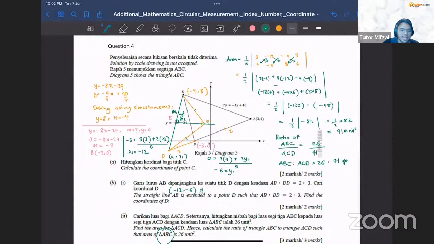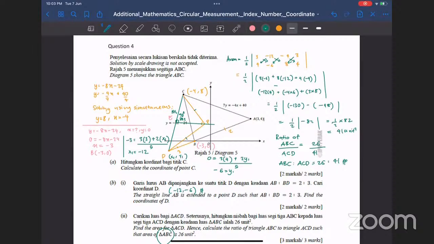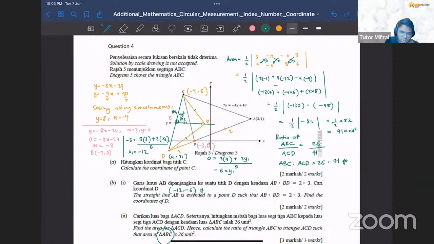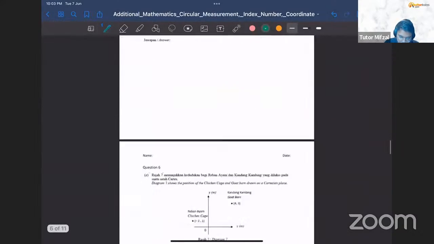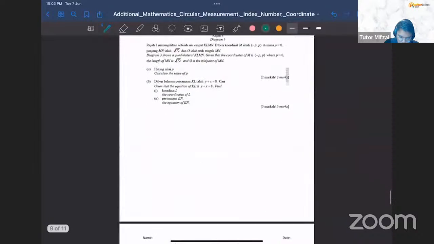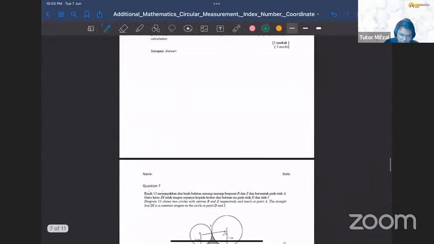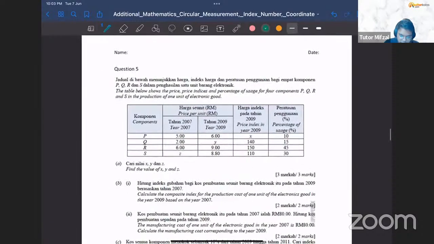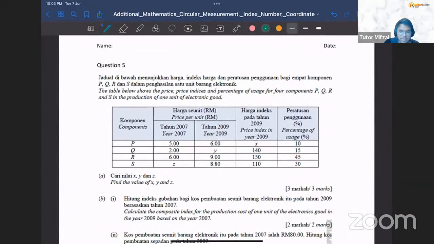Alright. So is there any question that you want to ask before we end our class? Ada apa-apa question? So tak ada. Alright, so the remaining questions I will prepare sampai question number 10. You guys can do it as your homework. And later on in our next class, we shall discuss this question problem one more time again. So ada a few circular measurement question, index number, and also ada a few lah between circular measurement and also index number. So you guys try first to do, then later on nanti we will discuss together.